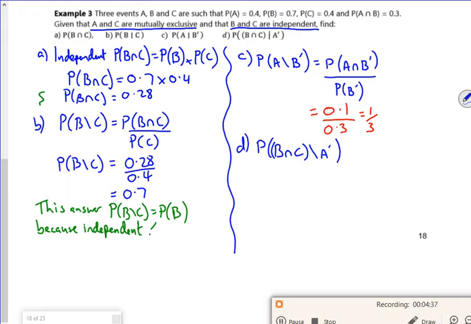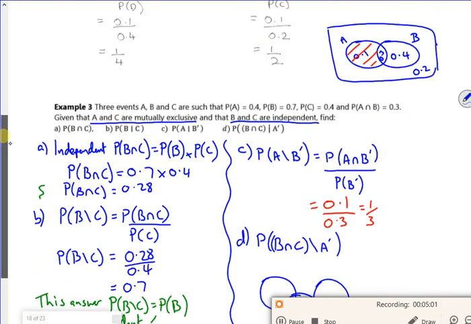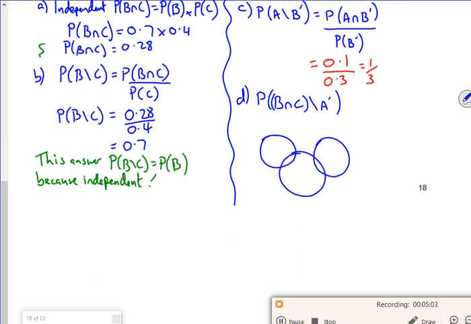Right, so we do need some form of picture for this. Have another look. It tells us A and C are mutually exclusive, so A and C don't interact with each other. So what I've got in terms of a Venn diagram is almost like a Mickey Mouse shape. I drew that little Venn diagram up there just for A and B. I missed off C. So I know that A is 0.1, that's 0.3.